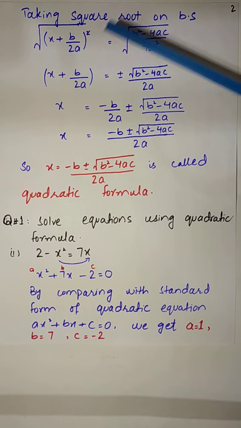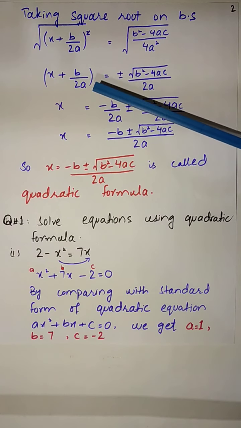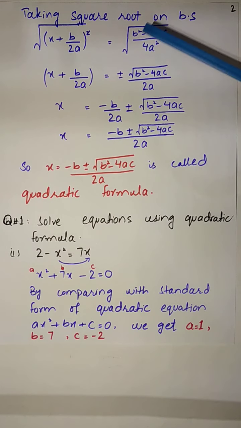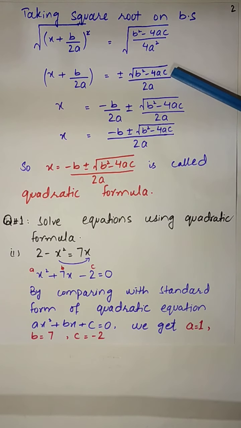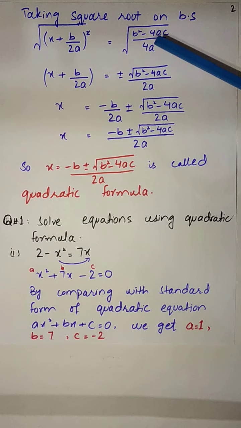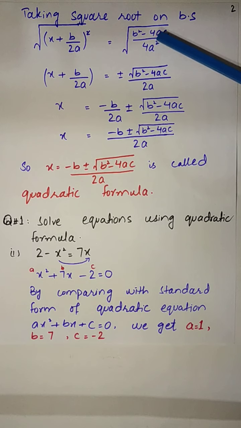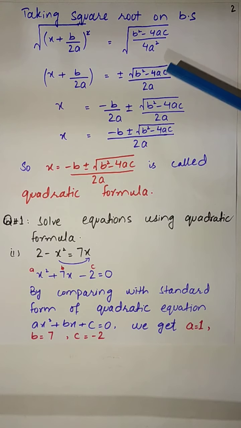After taking the square root, this will cancel out. This becomes x plus b by 2a is equal to plus minus, and the square root of b square minus 4ac stays as it is, because we cannot find the square root of this expression. In the denominator we can take the square root of 4, that is 2, and the square root of a square, that is a.